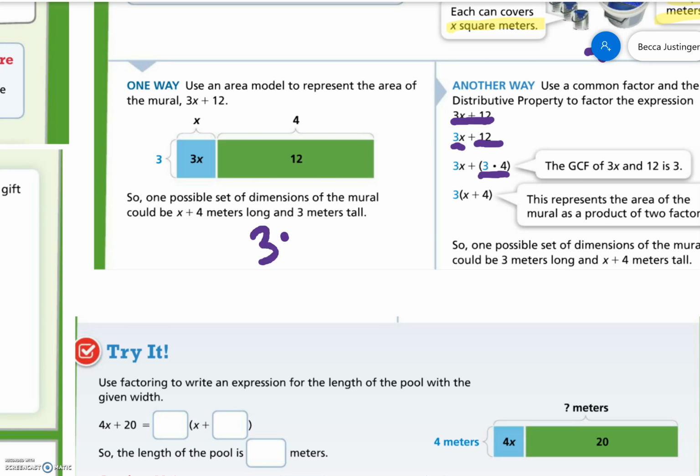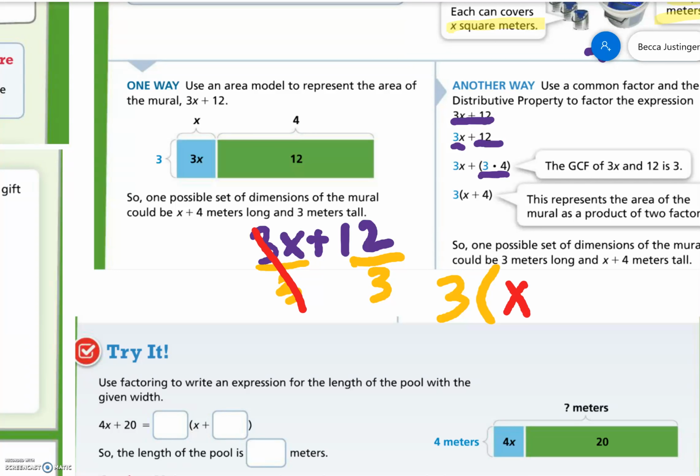So kind of how I always solve these, we start with our expression, 3x plus 12. I think of my GCF of 3 and 12 and I divide it out. When you divide it out, it does not disappear. It goes on the outside of the parentheses. Then when we divide, we write on the inside of the parentheses what's left over. 3x divided by 3 gives you x. 12 divided by 3 gives you 4.